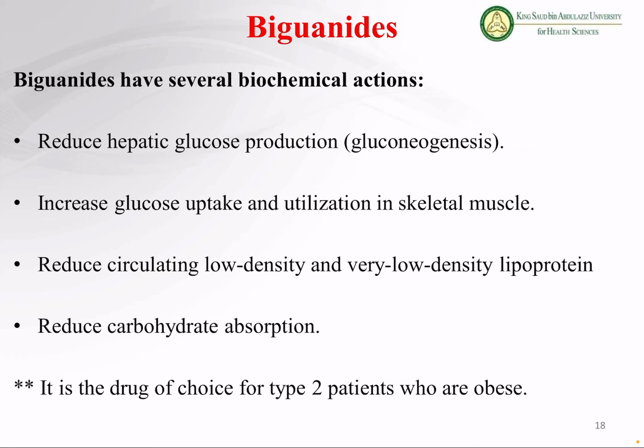So these are the mechanisms of metformin: reduce hepatic glucose production, increase glucose uptake and utilization, reduce LDL and VLDL, and also reduce carbohydrate absorption. It is the drug of choice for type 2 patients who are obese. Actually, metformin was the older drug.